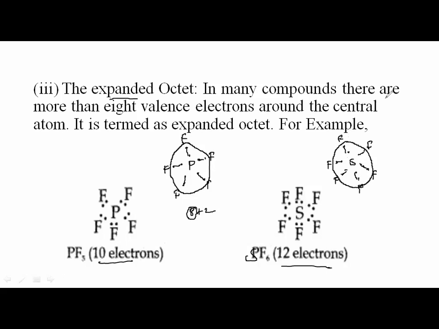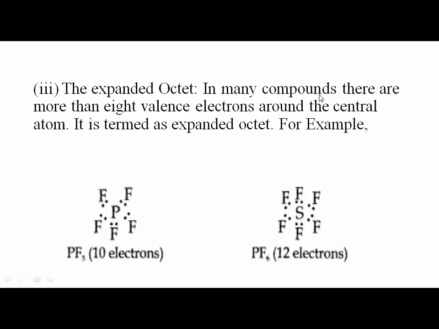In many compounds, there are more than 8 valence electrons around the central atom. It is termed as expanded octet. And here also the octet rule was not explained. These molecules do exist, students, but not on the basis of the octet rule. They exist based on a different rule that we study later, which we call hybridization. So the octet rule could not explain this. Incomplete octet was not explained. Expanded octet was not explained. So incomplete octet, electron deficient molecules show.